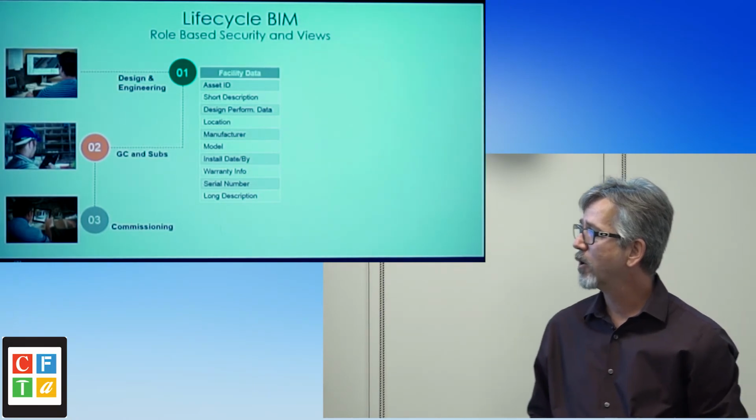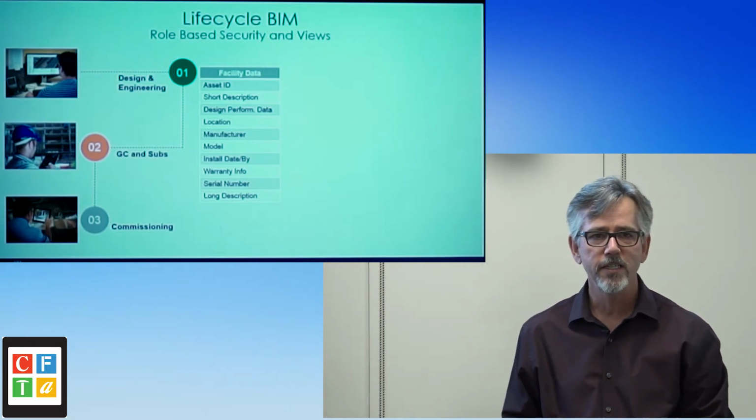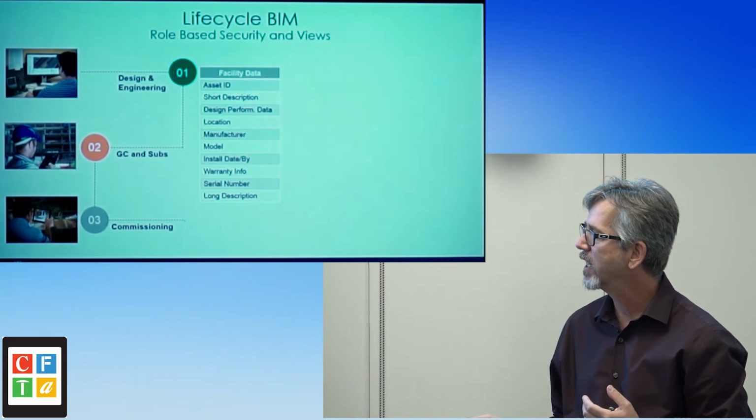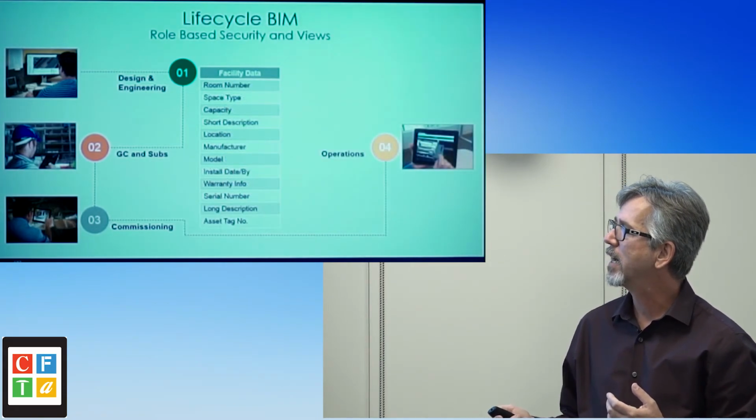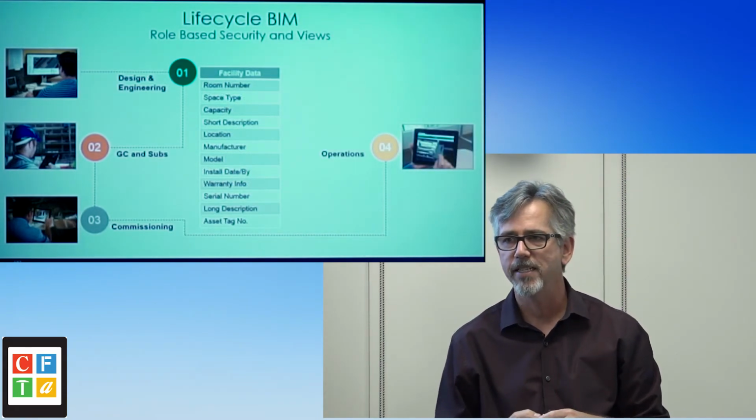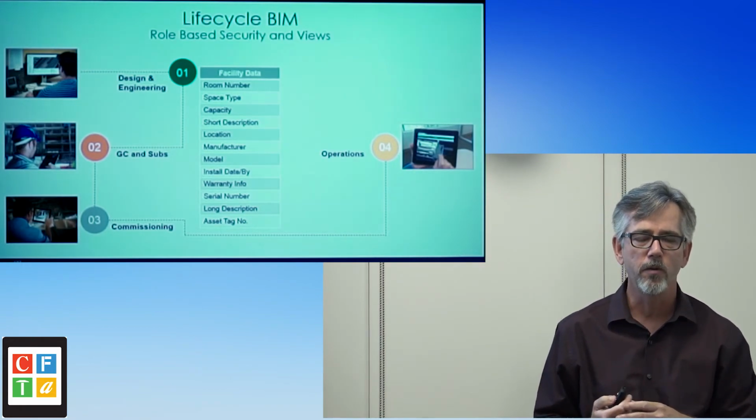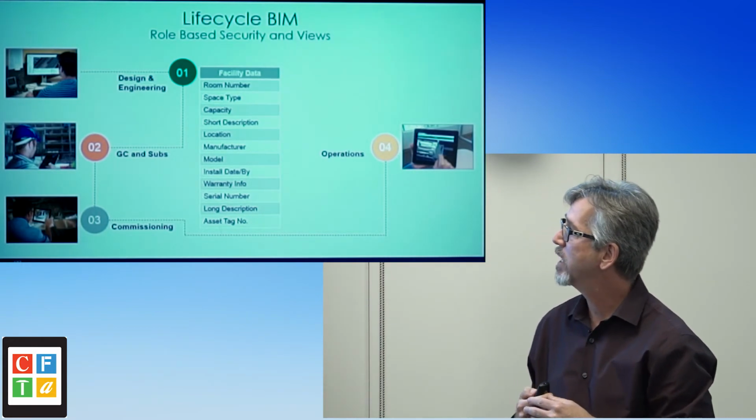Then we go into commissioning, and we're adding maybe barcodes and things like that so we can scan this information and getting it in. And going into operations, we're adding things like room numbers, space types, capacity, sort of that day-to-day stuff that we're using for our blocking and tackling of our daily space management.